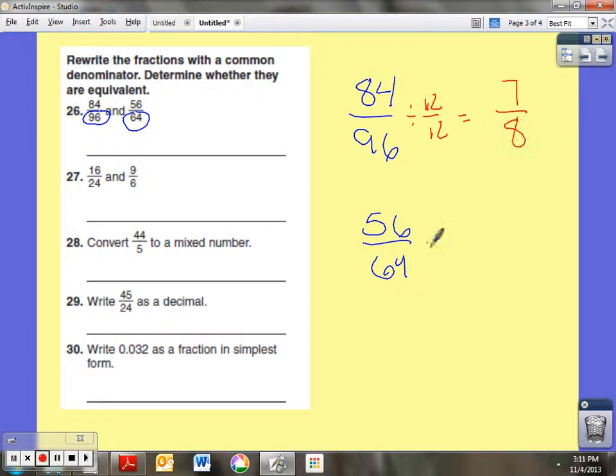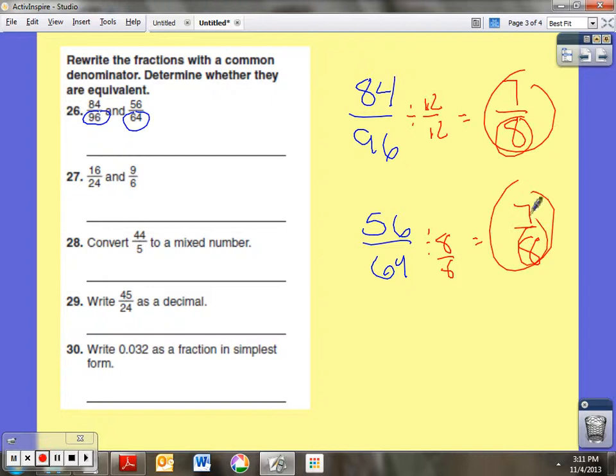I go here. I'm going to divide both of these by 8. 56 divided by 8 is 7. 64 divided by 8 is 8. Look at that. They have the same denominator, and they are equal. So these are, yes, they are equivalent. Let's look at the next one. I have 16/24 and 9/6.